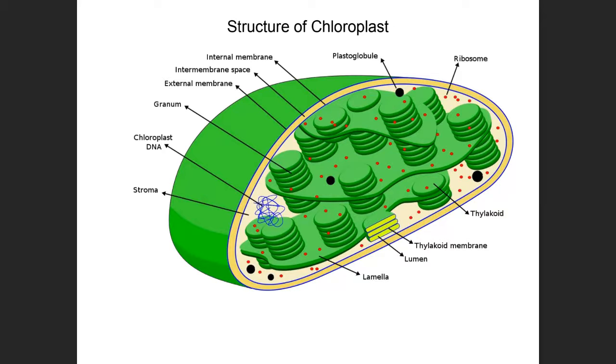Inside, we have what we call the thylakoid. Those thylakoids are membranous sacs within the inner membrane. When we have more than one thylakoid, we call it a granum. Here also, you can see DNA. Chloroplast has DNA and also those little red dots, that are ribosomes.